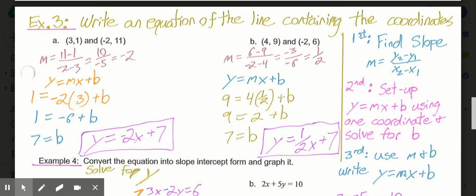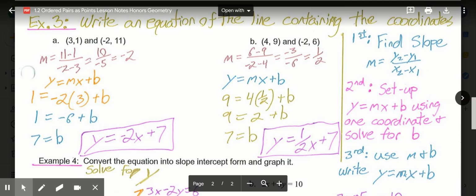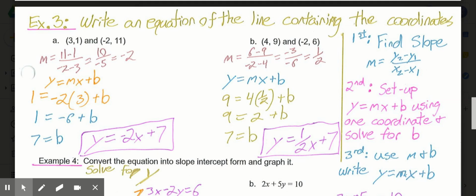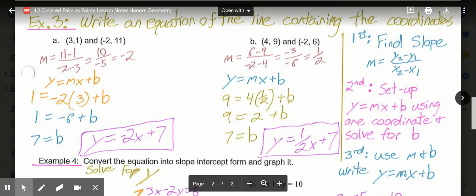So in example B, we can do the same. Our coordinates are 4, 9, and negative 2, 6. So step 1, to find our slope, change in y over change in x. So 6 minus 9 on top, negative 2 minus 4 on bottom. That gives me a negative 3 over a negative 6. Negative 3 divided by negative 6 is a positive 1/2.